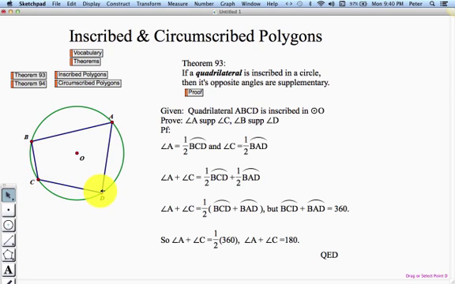BCD and BAD make up the whole circle, which is 360 degrees. Half of 360 is 180. So angle A plus angle C is equal to 180, which means they're supplementary. So make sure you get that in your notes. Any quadrilateral inscribed in a circle will have angles that are supplementary.